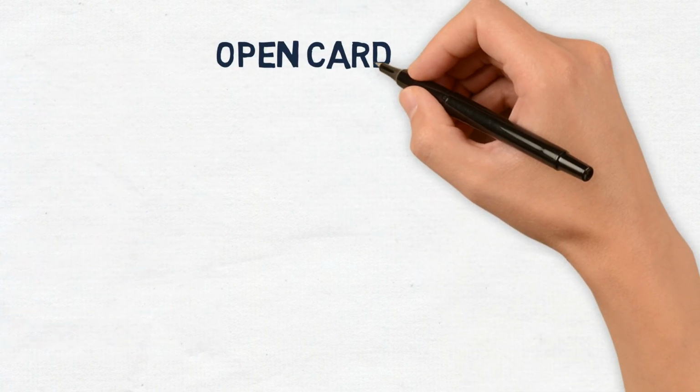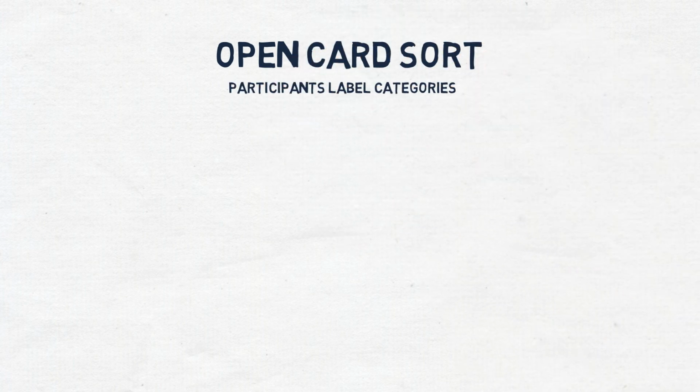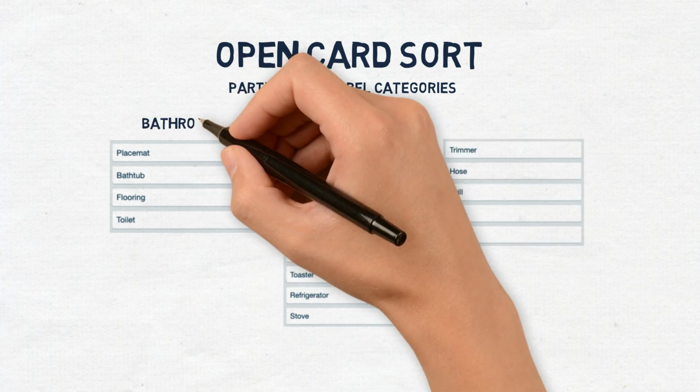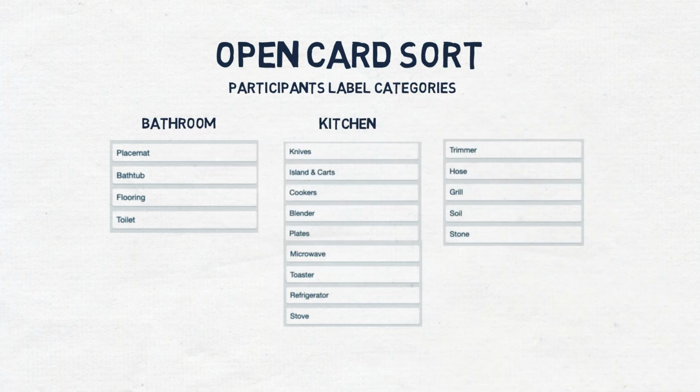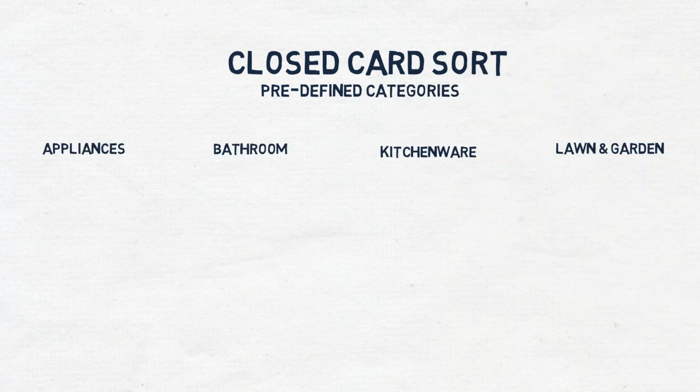You have 3 types of card sorting to choose from. First, you can conduct open card sorting. Participants are asked to group cards into categories that make most sense to them, and then label each category in a way that they feel accurately describes the content. You can also use closed card sorting. In this case, you'll pre-categorize the groups like appliances, bathroom, kitchenware, lawn and garden, and then ask participants to sort cards into these predefined groups.